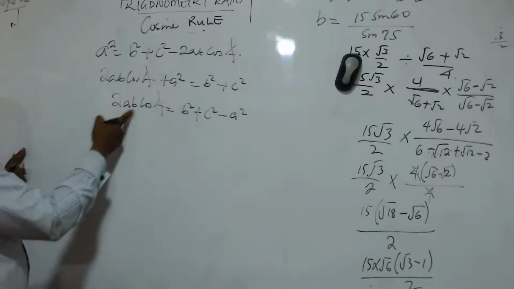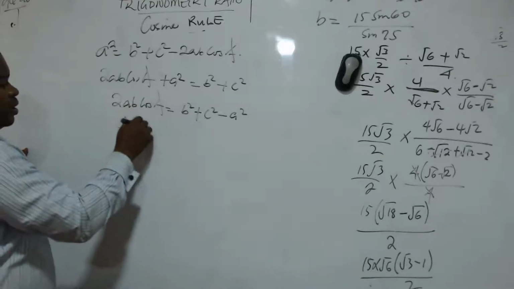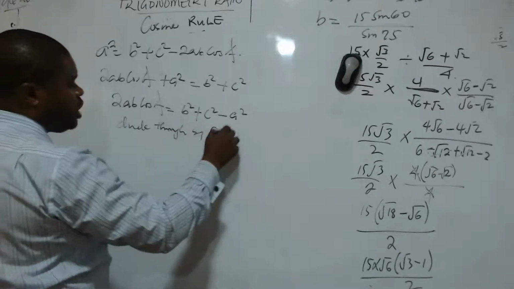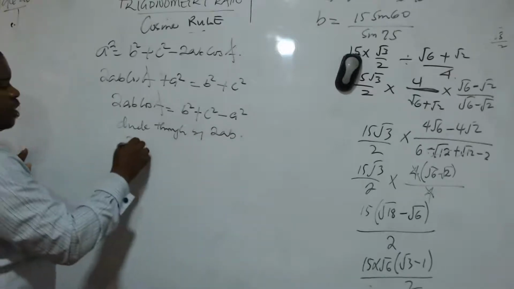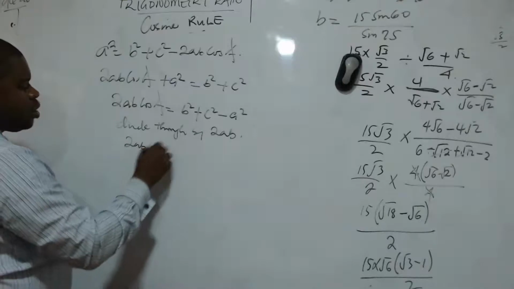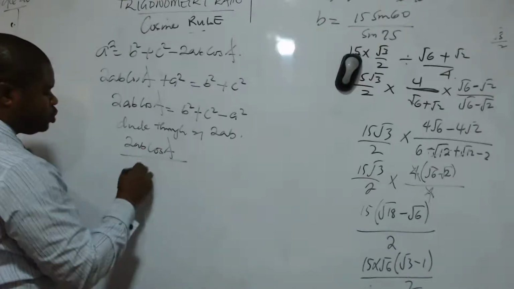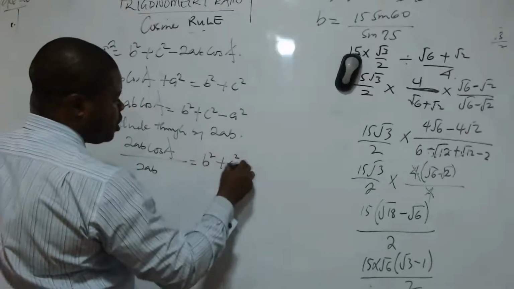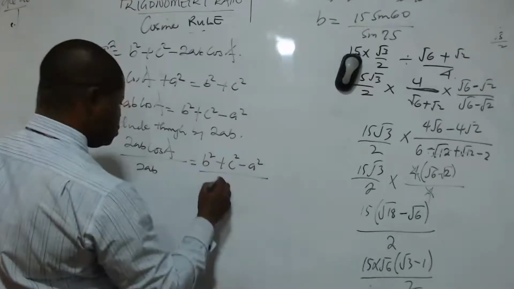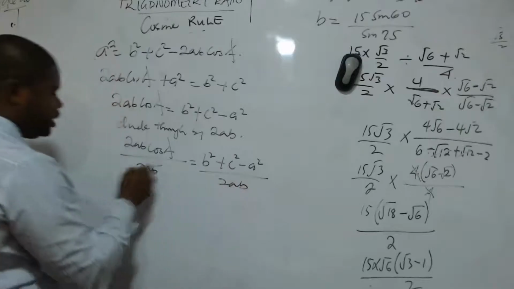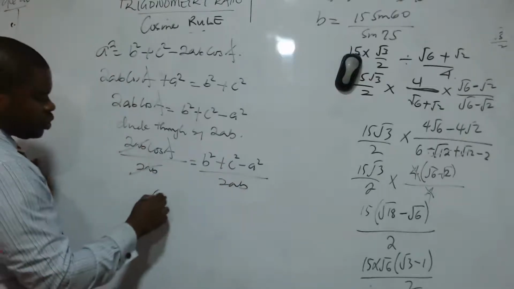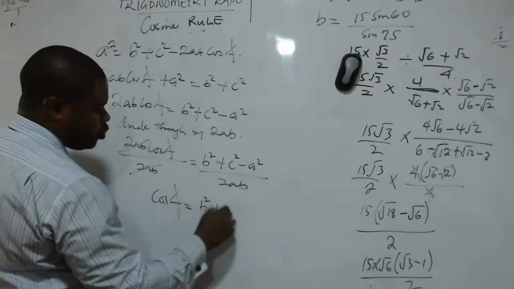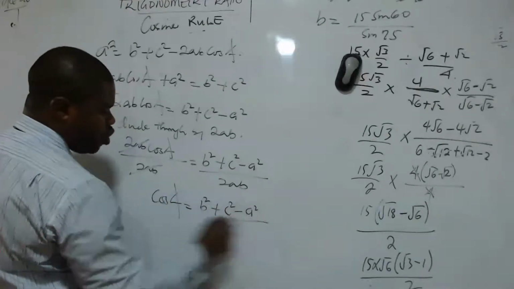Now, we don't need this. Divide through by 2AB. So you have cos A divided by 2AB equals B square plus C square minus A square over 2AB. Now this goes, this, so you're going to have cos A now equals B square plus C square minus A square over 2AB.